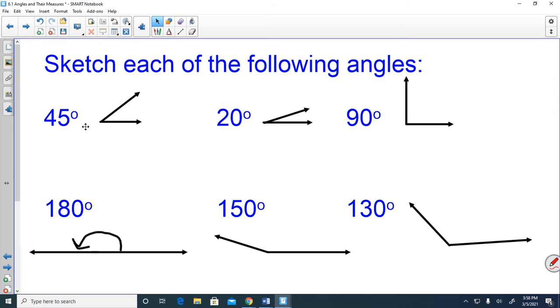And so here are some sketches of angles that you may be familiar with or you may have had to draw before. If I were going to draw these, a 45-degree angle would be acute, so I would know it should be acute. 20 would be smaller than that. 150 would be obtuse. 130 would be a little bit smaller than that. Now, I think you've seen angles with these types of measures before.